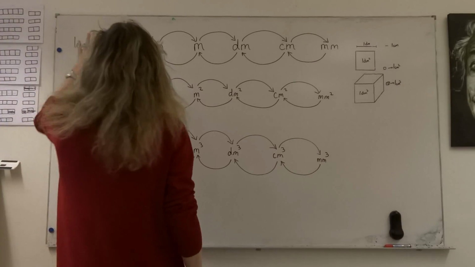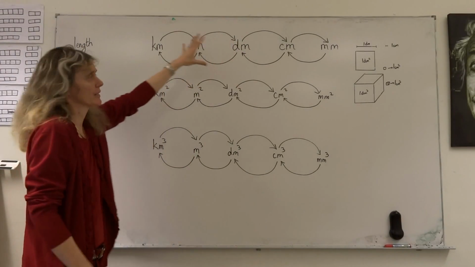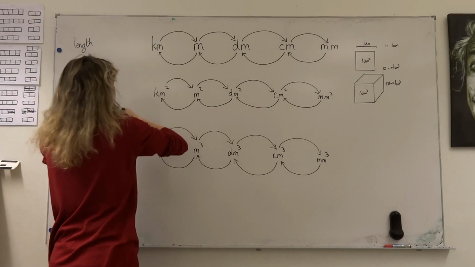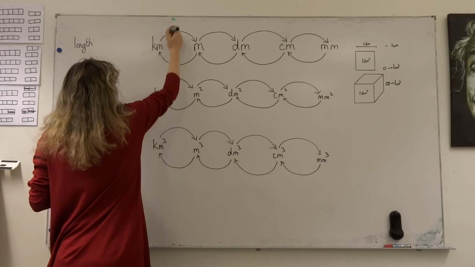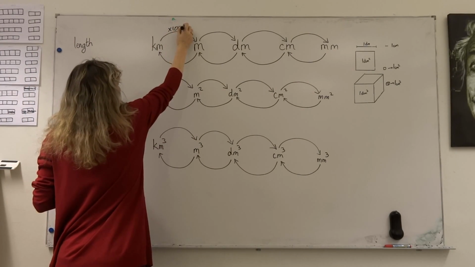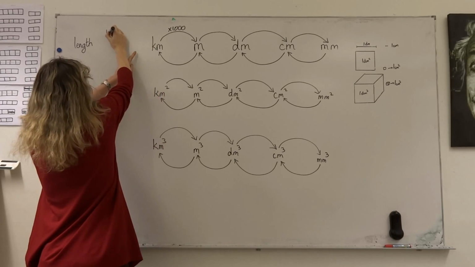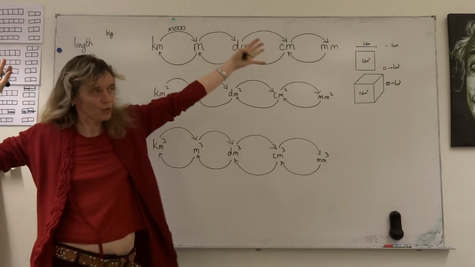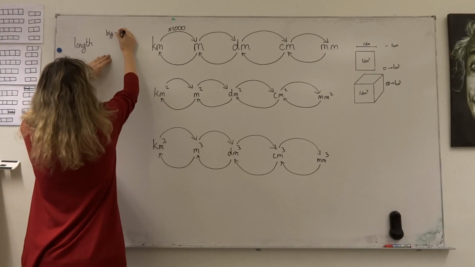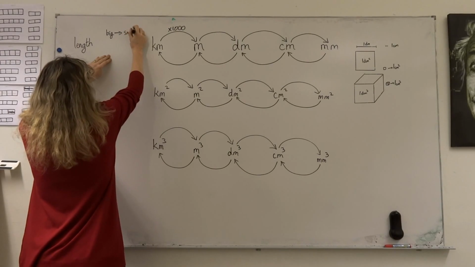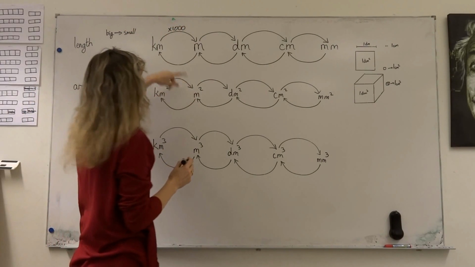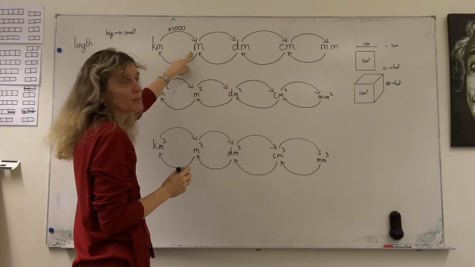So you guys are really familiar with how to convert lengths now. We know that in 1 kilometer there are 1,000 meters. So if we're going from a big unit, kilometer, which is enormous, to meters, big unit to small unit, we're on the top here, we're multiplying. So 1 kilometer is 1,000 meters.